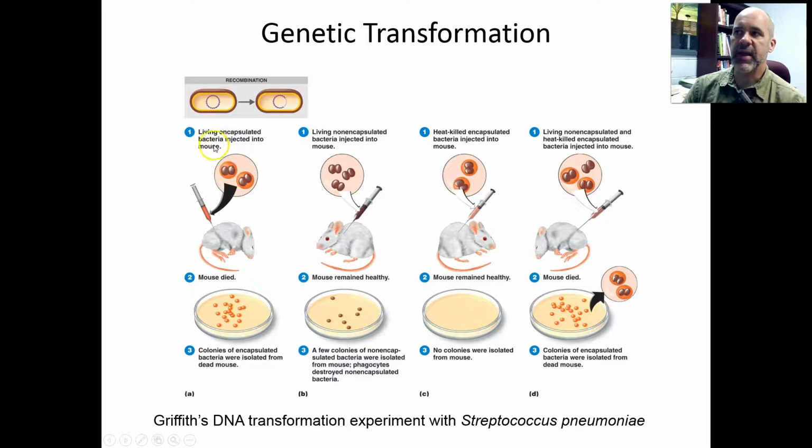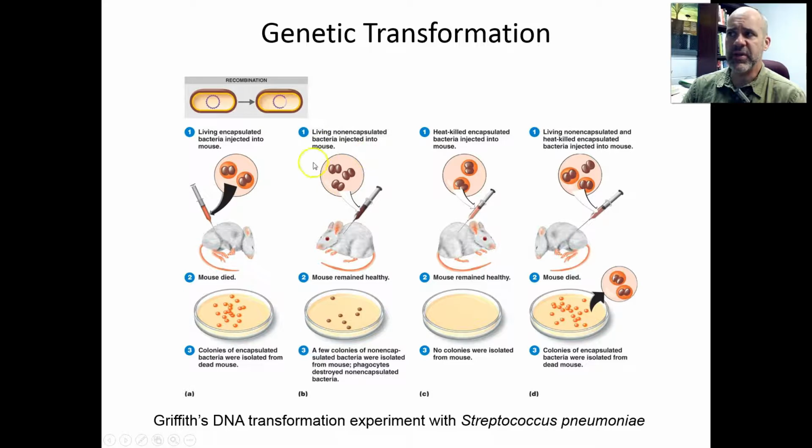So Griffith knew if he injected encapsulated Streptococcus pneumoniae into a poor little lab mouse, the mouse would die due to the infection. And he also knew if he took a sample out of that dead mouse and swabbed it onto an agar plate in the laboratory, colonies of Streptococcus pneumoniae would grow back out. And encapsulated bacteria, when they form colonies on agar plates, the colonies often look wet and slimy because the capsule attracts a lot of water. So he could tell that the colonies were coming from encapsulated Streptococcus pneumoniae.